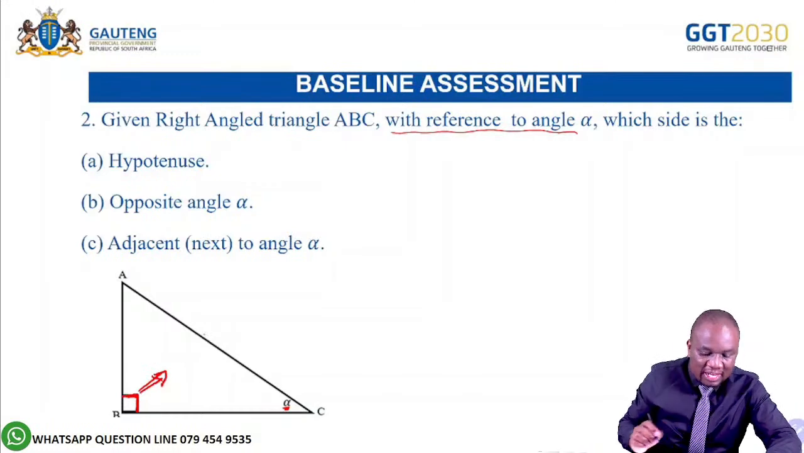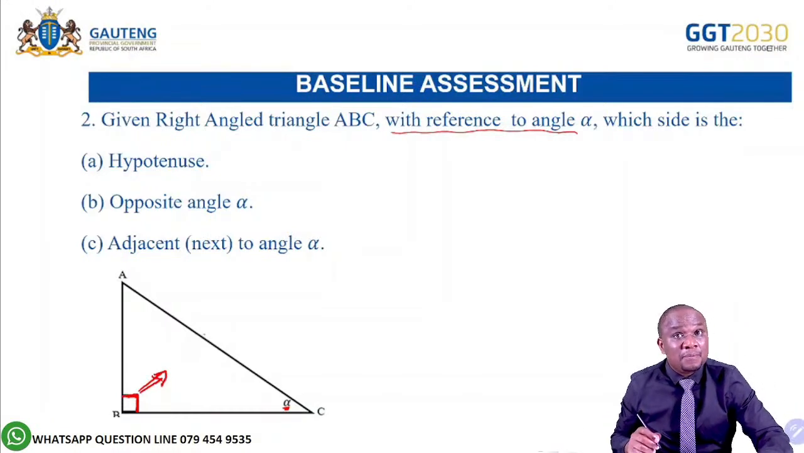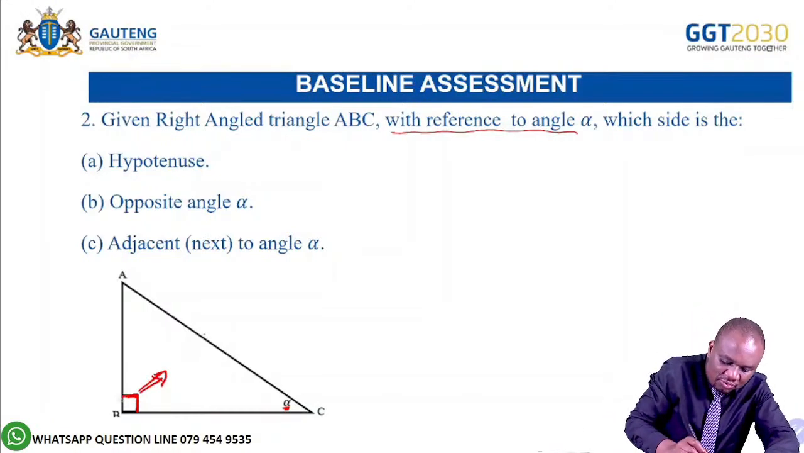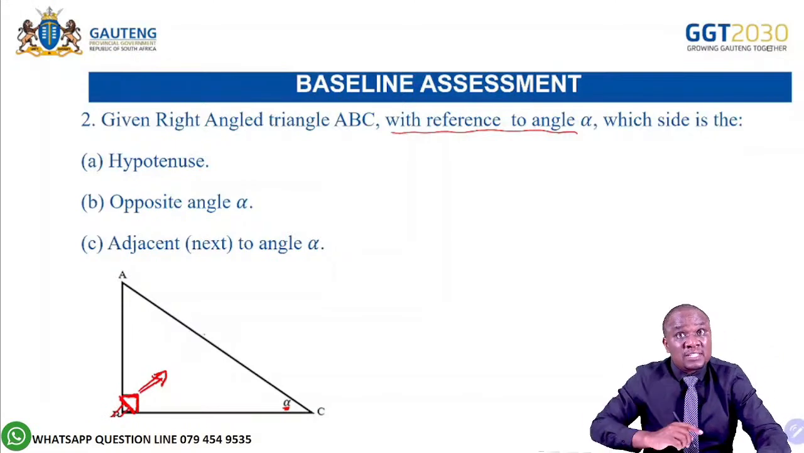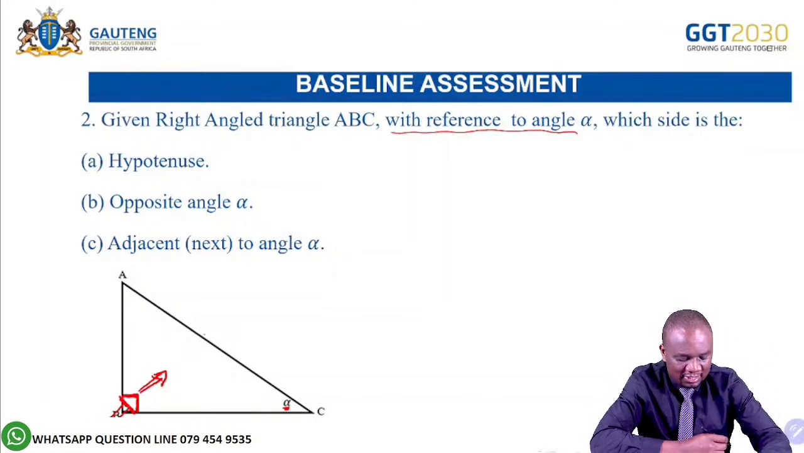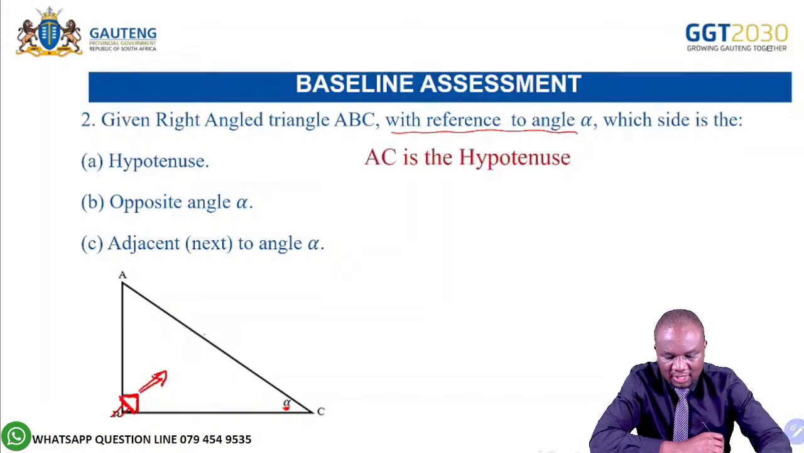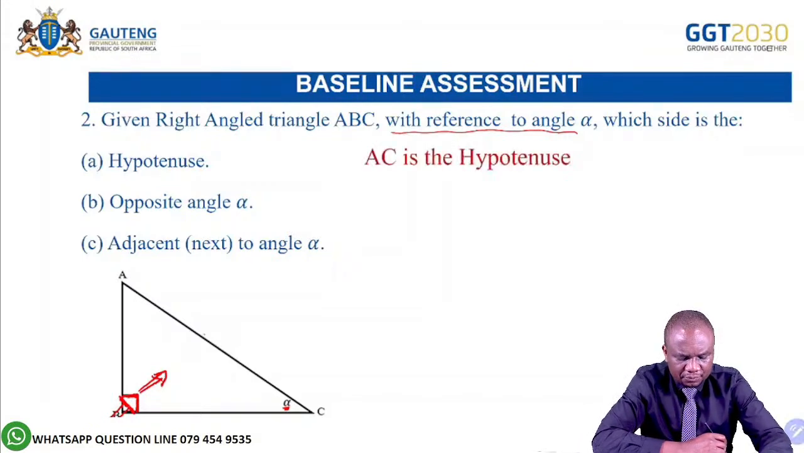So this is the side AC. That's the hypotenuse. You see, the right angle is like an arrow pointing towards the hypotenuse. That's how you identify the hypotenuse. So AC is the hypotenuse.